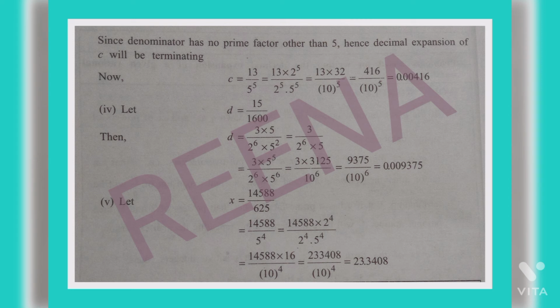So to make it 10 I have to multiply it with 2 raised to the power 4 with numerator as well as with denominator, and after multiplying the numerator will become 233408, and by putting decimal from right to left after counting 4 digits, it will become 23.3408.